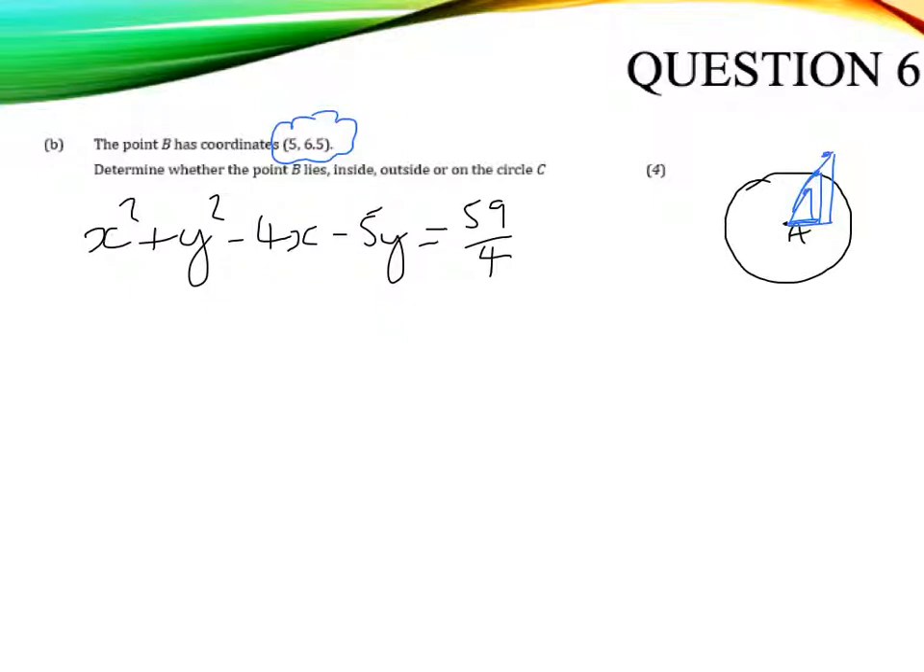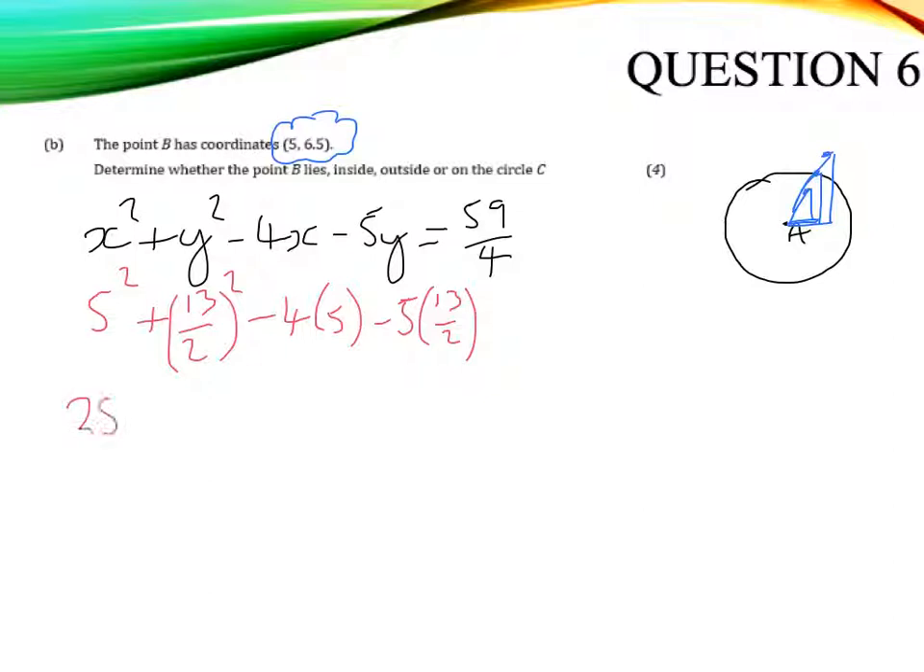Let's go 5 squared plus, now y was 6.5. I don't like using decimals when I'm squaring. I'd much prefer to write it as 13 over 2, because I know how to square fractions much easier and quicker and more effectively than I do dealing with decimals, where I could make a mistake. Minus 4 lots of 5, minus 5 lots of, and again I'm going to leave it as 13 over 2. And let's see what this equals.